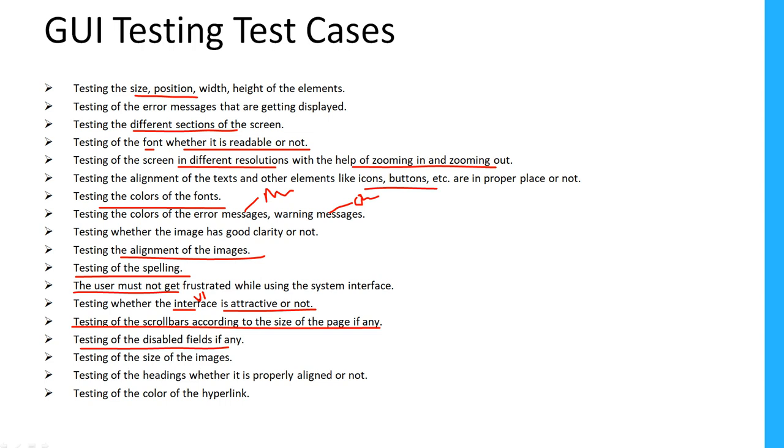And then testing the size of the images. Sometimes we need to also verify the size of images, x and y coordinates and everything. And testing of the headings, whether they are properly aligned or not. Headings will be in a different size and the body will be in a different size. And testing the color of the hyperlinks, especially for web applications, hyperlinks should come in blue color, right? So these are all things we need to verify as part of user interface testing.